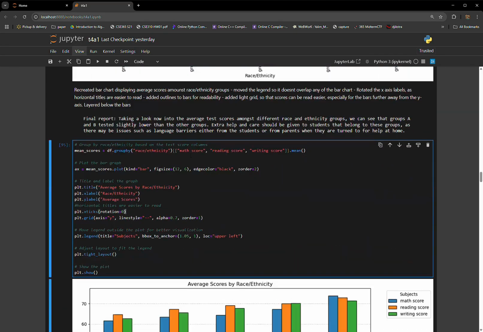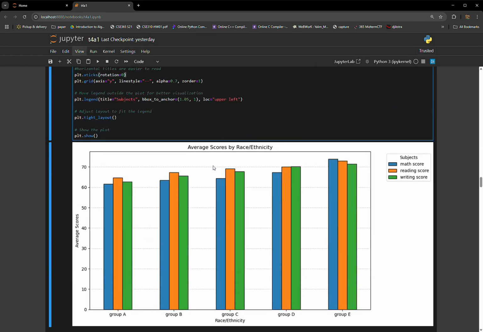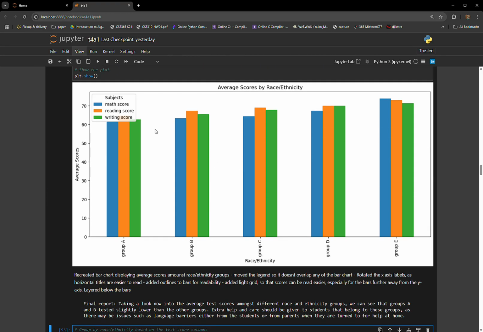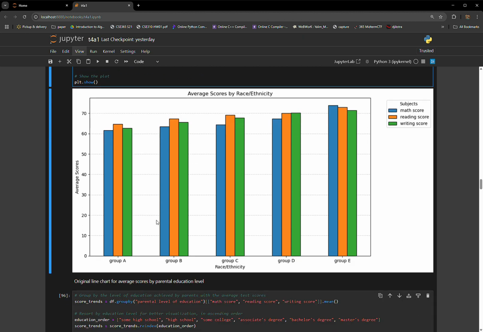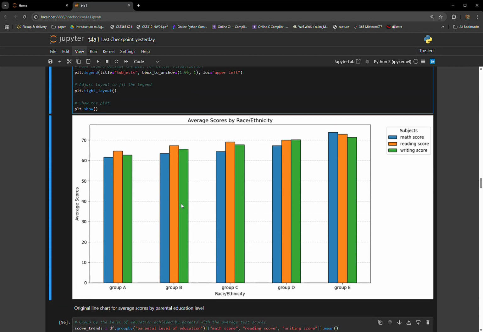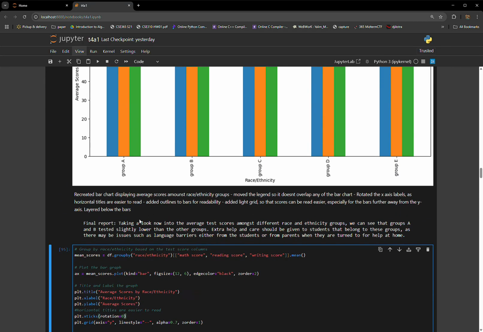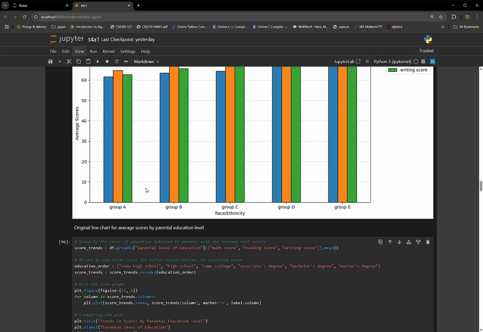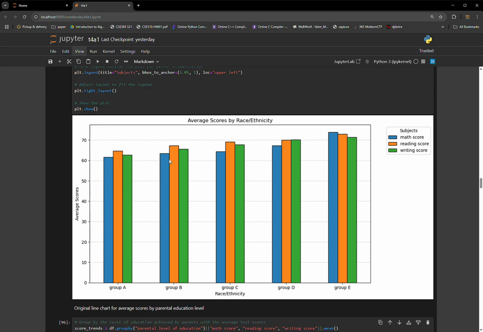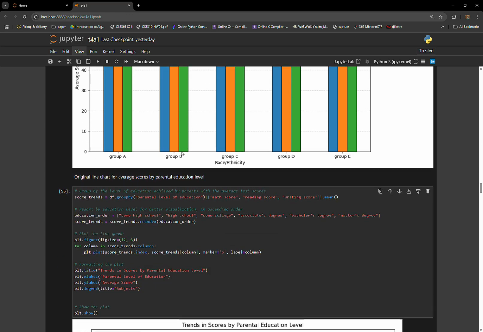And then I also added a grid so that you can read the values better, because just by looking at this, at first glance they seem like they're all the same or very similar. But we can get a better view of this by adding the grid. So we can see that group A and B ethnicity groups tend to score lower than the other ethnicity groups, and I drew attention to that in my final report to the audience, suggesting that these groups might need extra assistance with education due to things like language barriers.